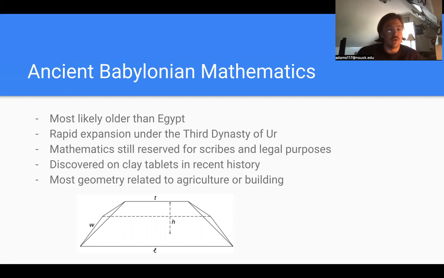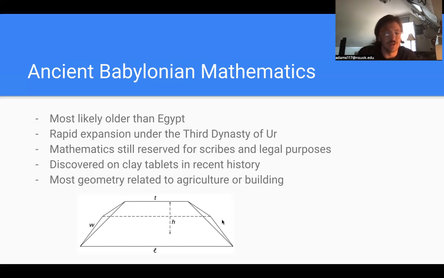That being trade or other things, mostly just to do with how they can evaluate what they have and what they're selling and what they're getting, to know what things cost and how to do proper business. And most of our stuff from Babylonian time and from the society was discovered on clay tablets in recent history, mostly coming from the 1800s and after. And most of their geometry was related to agricultural or building purposes.